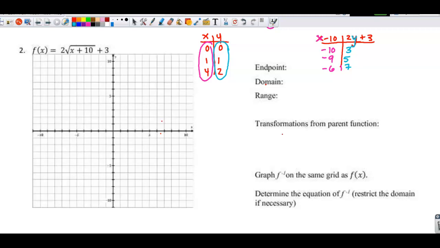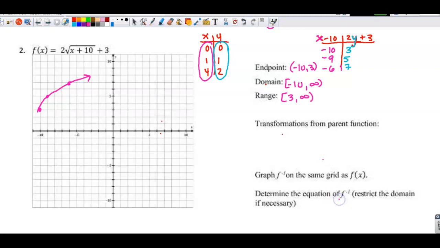Okay, so now let's go ahead and graph this. So this is going to start at -10, 3. And then it's going to be -9, 5. So it goes over 1, up 2. And then it goes over 4, 1, 2, 3, 4, up 4, at 7. So that's the correct graph. All right, now it says let's get the endpoint. The endpoint is -10, 3. That's important. The domain is from -10 to infinity, and the range is from 3 up to infinity.